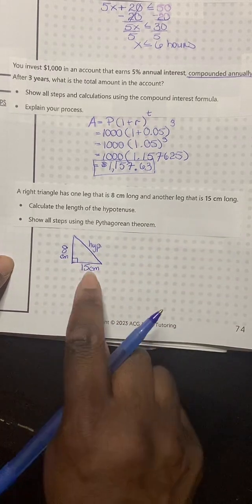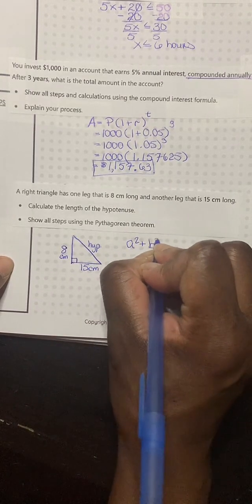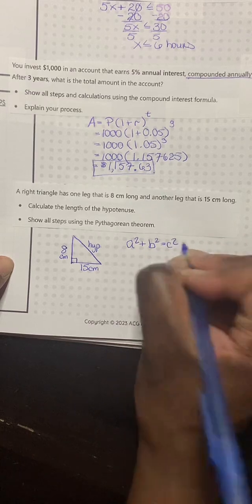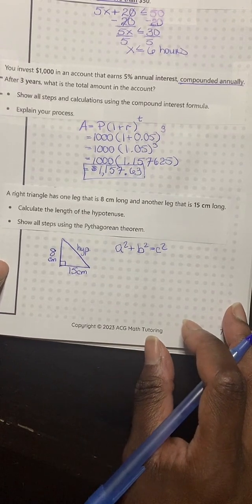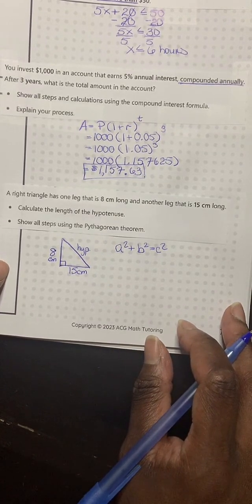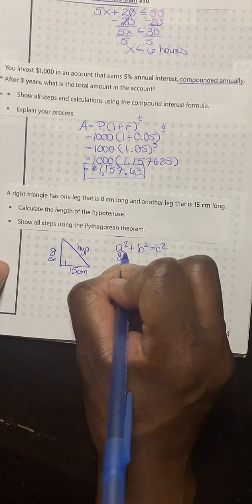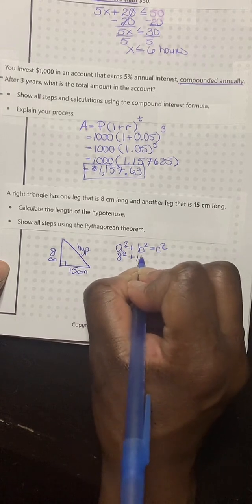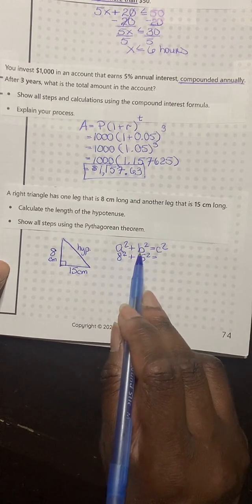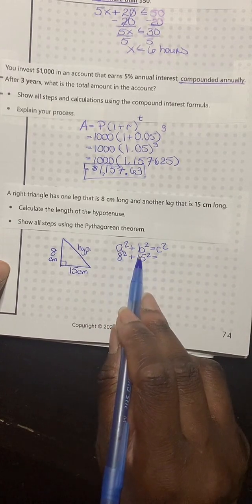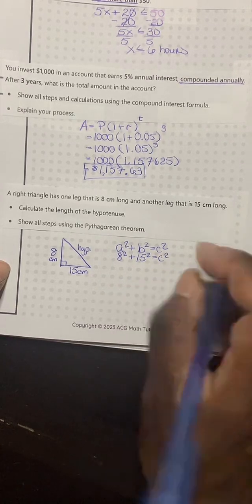Okay. So Pythagorean theorem: A squared plus B squared equals C squared. So we have our 8 squared plus our 15 squared. It doesn't matter which goes in for A and which goes in for B when it comes to the legs. That's perfectly fine. But your hypotenuse will always be your C.